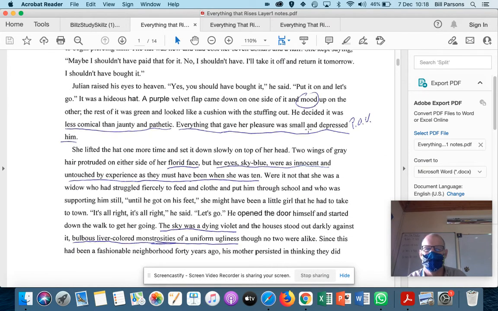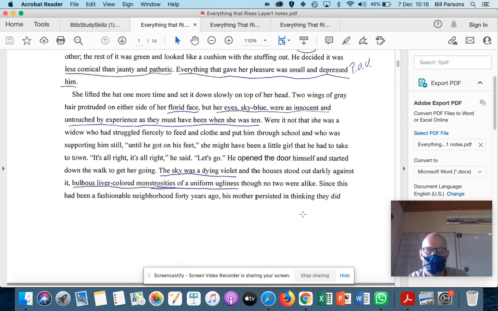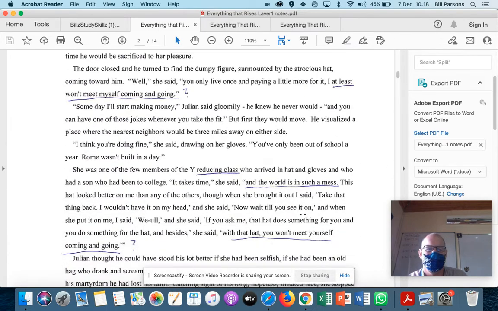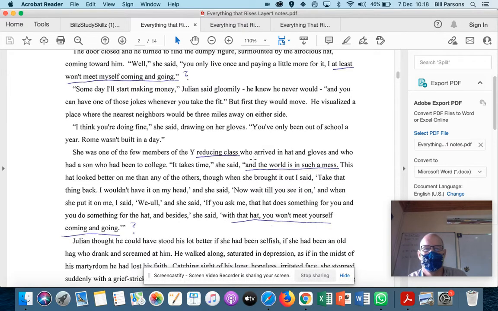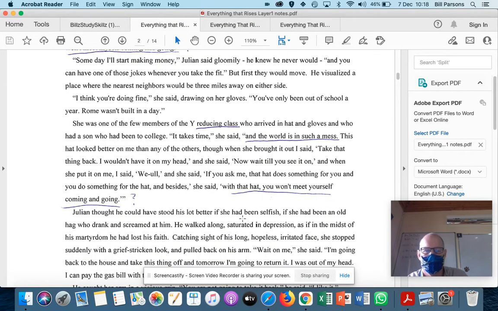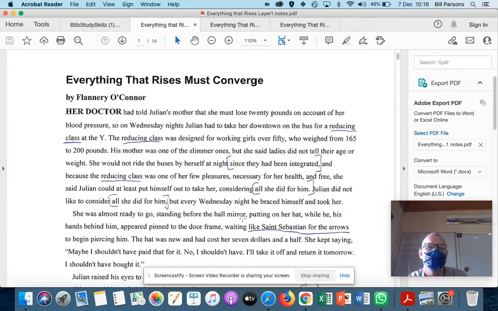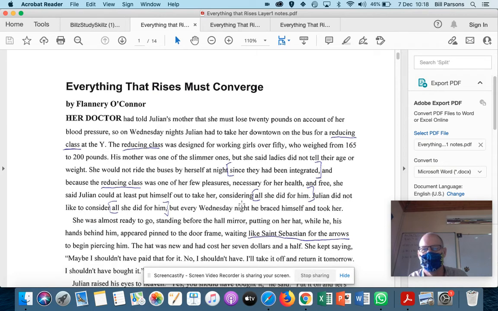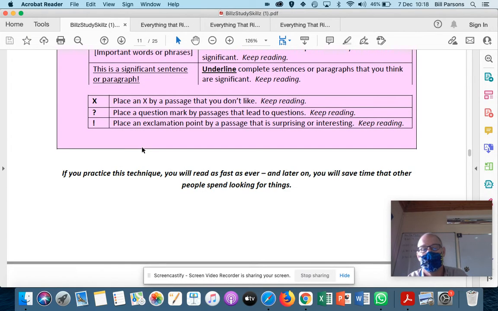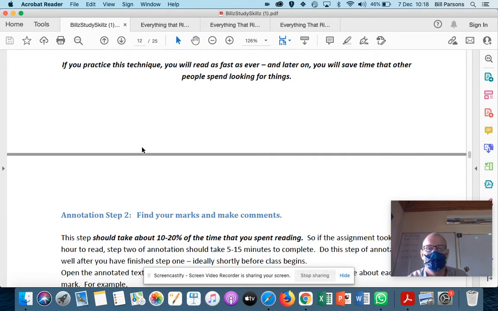Here, I underlined some stuff, but I broke my rule and I wrote POV, which stands for point of view. But you get the sense that most of my marks, there's a question mark there, don't have anything beyond the symbol. There are no notes being taken on the first layer. That'll take you as long as it takes to read the story. And then the second layer is something else.